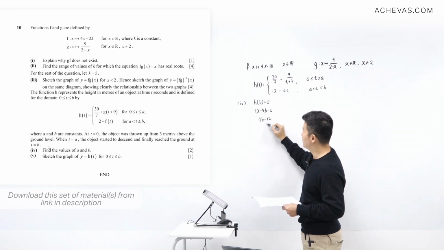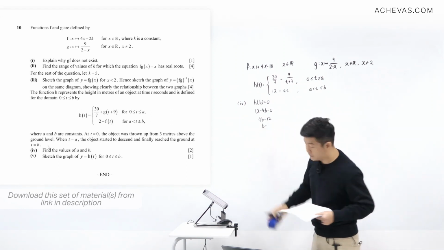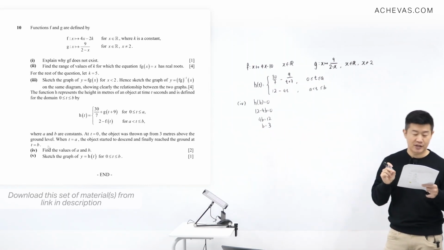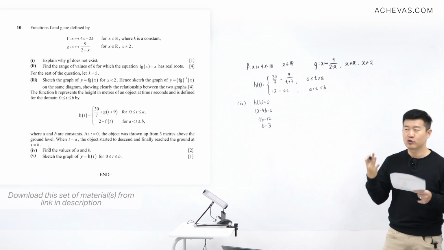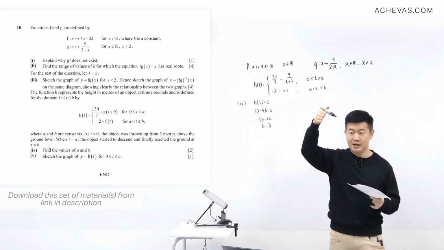4b is equal to 12. This helps us to solve for b directly. b is going to be equal to 12 divided by 4, so b is going to be equal to 3. I think a is a little bit tricky. You know why? Because we have to try to imagine, okay, the object is going to ascend, then at point A it is going to descend.